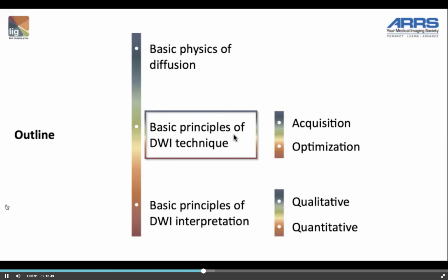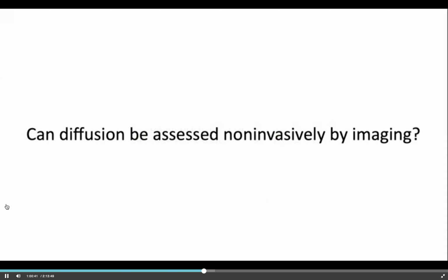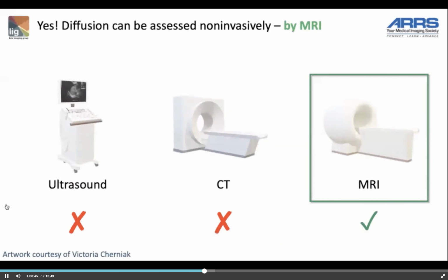So let's now move on to basic principles of diffusion-weighted imaging, and we'll talk a little bit about acquisition and optimization. First question is, can diffusion be assessed non-invasively by imaging? And I think all of you know that the answer is a resounding yes. In the year 2021, diffusion can be assessed non-invasively by MRI. To my knowledge, it cannot yet be measured non-invasively by ultrasound or CT, but there may be developments in those modalities that I'm not aware of.